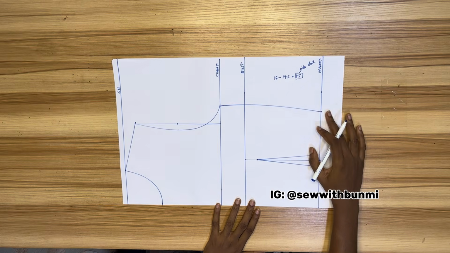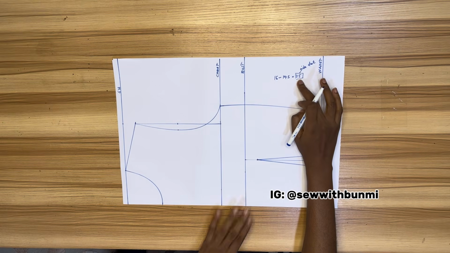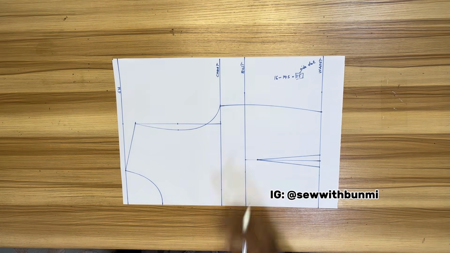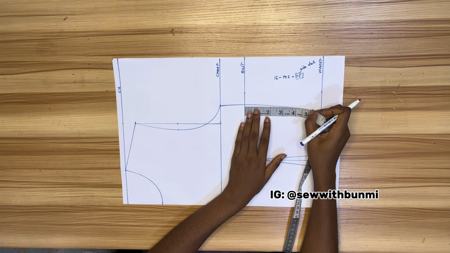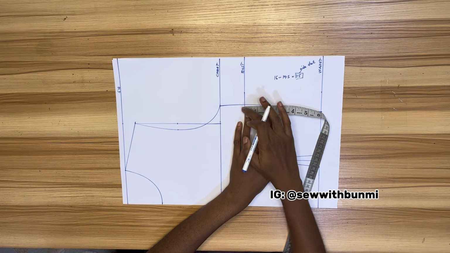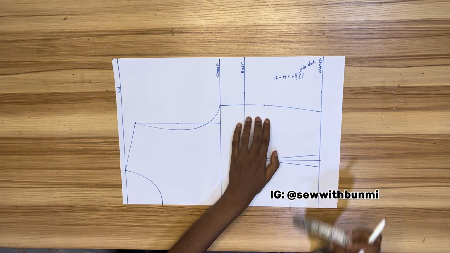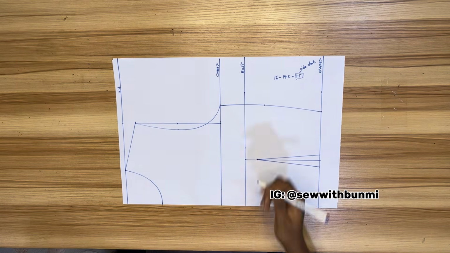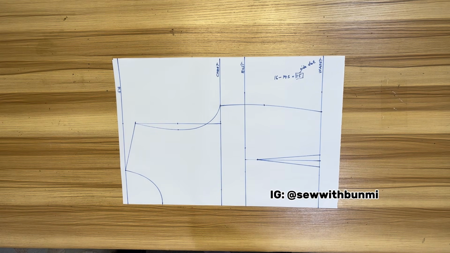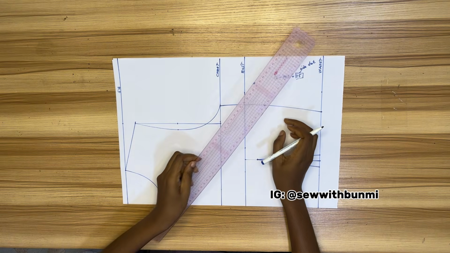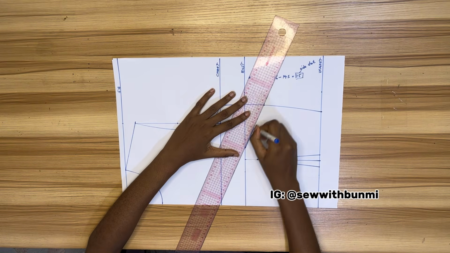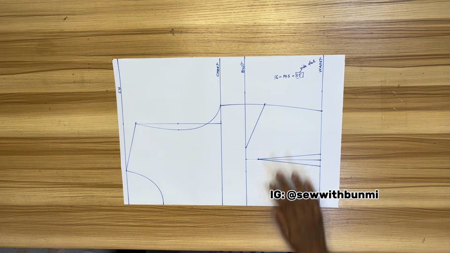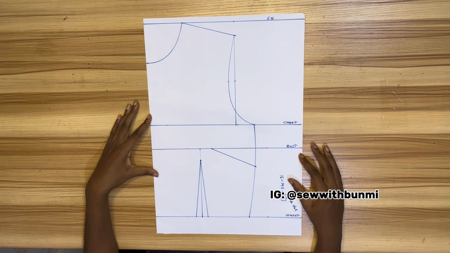Remember the 1.5 inches we calculated for our side dart. So just go ahead to place your 1.5 inches from your bust line and then mark it. Remember that your bust dart is also the same thing as your side dart. Come out from the bust point by 1 inch and then join the points together, and that is how you form your side dart.